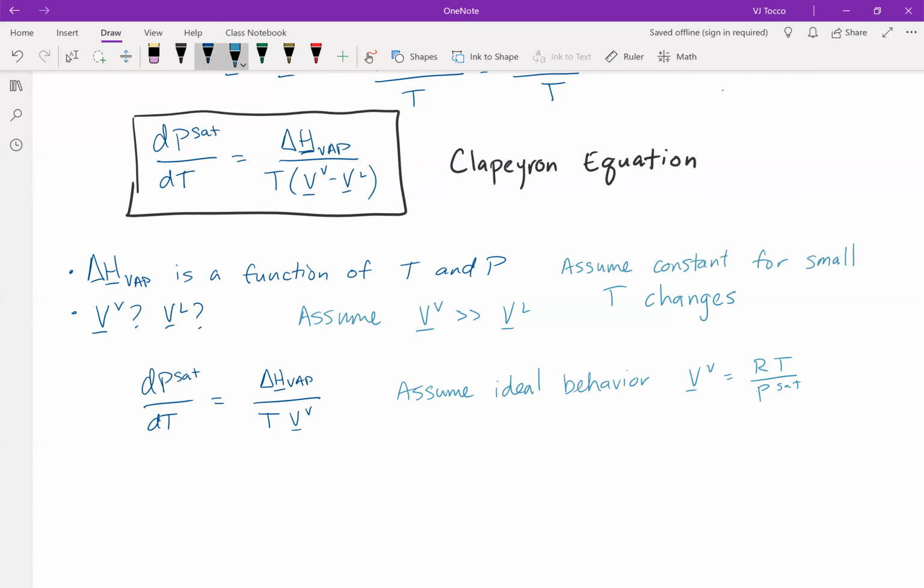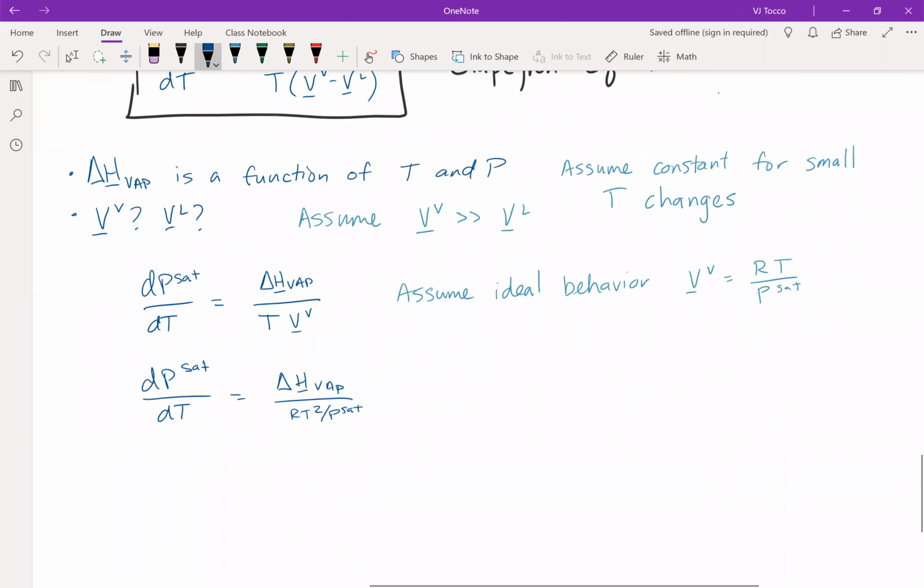So plugging this stuff in gets us dP saturation (that should be a superscript) over dT is equal to delta H vaporization over RT squared divided by P saturation. All right, now we're getting somewhere. We can get to the point where we can finally integrate this thing.